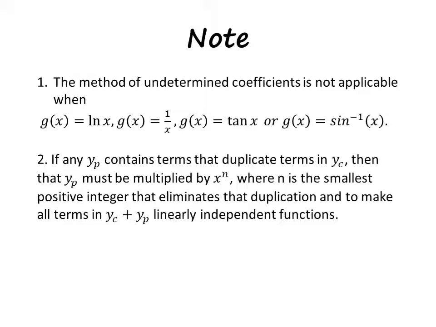If any yp contains terms that duplicate terms in yc, then that yp must be multiplied by x to the power of n, where n is the smallest positive integer that eliminates that duplication and makes all terms in yc plus yp linearly independent functions.